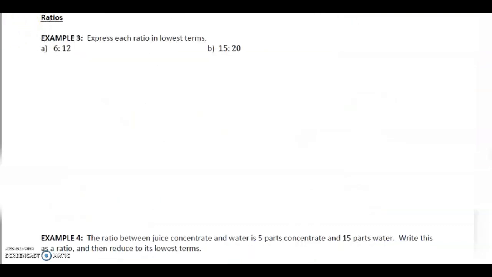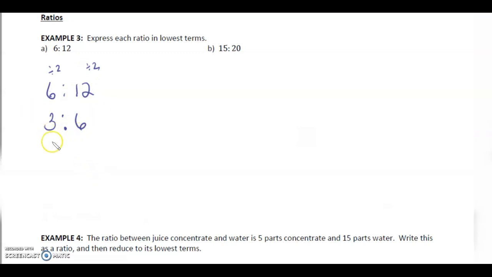Okay, moving on to ratios. So express each ratio in the lowest terms. So if we have 6 to 12, what we're looking for is a number that 6 and 12 can both divide by. I can see the biggest number here, but let's say that you look at this and you can't really figure it out, but you know both of these numbers are even numbers. So let's just divide by 2. Let's try it. We're going to divide each of these numbers by the same number. So 6 divided by 2 is going to be 3, and 12 divided by 2 is going to be 6.